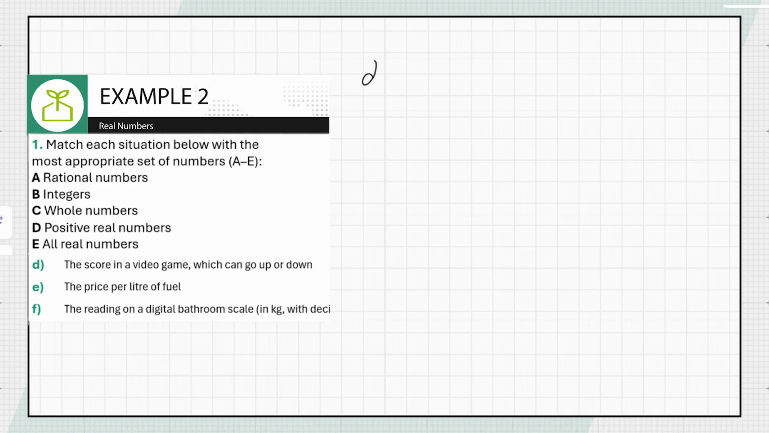Okay, let's get started. So we have the score in a video game which can go up and down. This is going to be integers. Okay, so you might lose a point, or you might gain a point, but you're never going to gain 1.756284 recurring points.